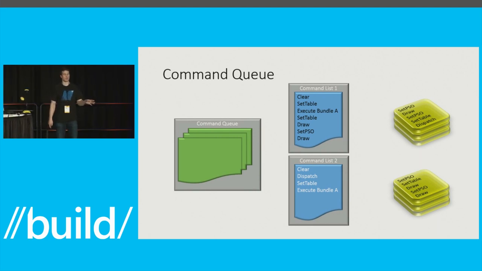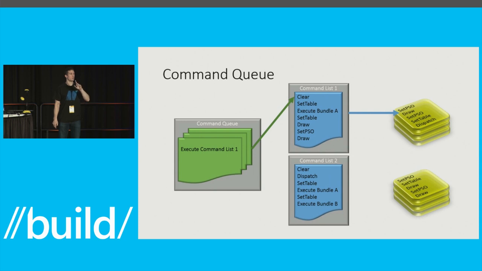CPU on thread 1 submits command list 1 to the command queue. The GPU wakes up, and pulls it off to start executing commands. Now the CPU is generating command list 2, while the GPU is executing commands on command list 1. And you can see the bundle and the control flow there as well.